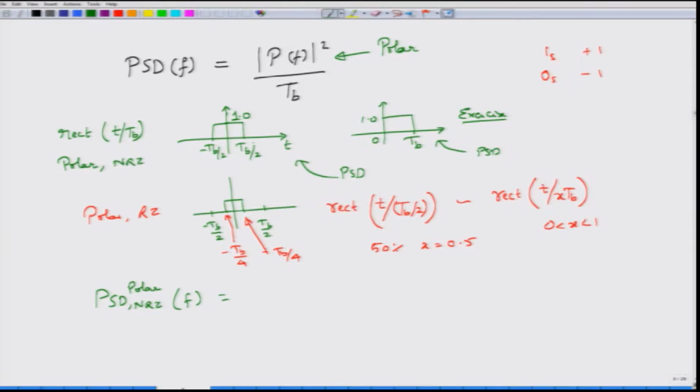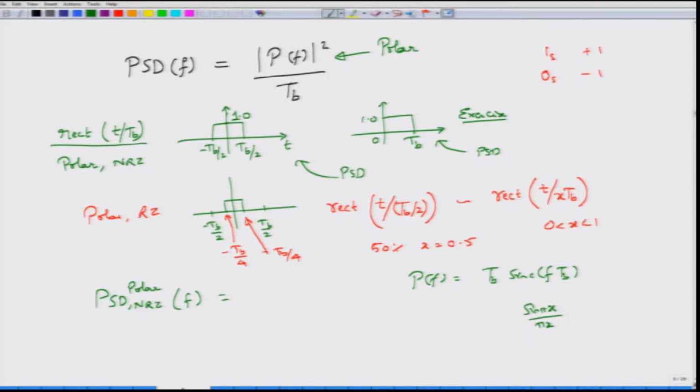Now, since the basic pulse shape here for the NRZ format is a rectangular pulse occupying the entire duration, the Fourier transform of this, P of f, will be given by Tb sinc(f Tb), where the sinc function, as we will very shortly see, is defined as sinc(x) = sin(pi x) divided by pi x.